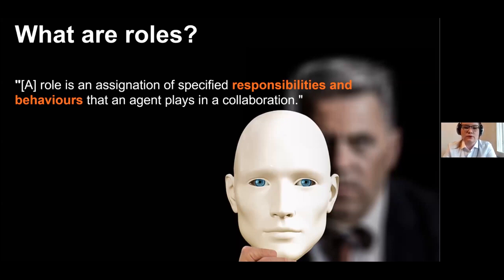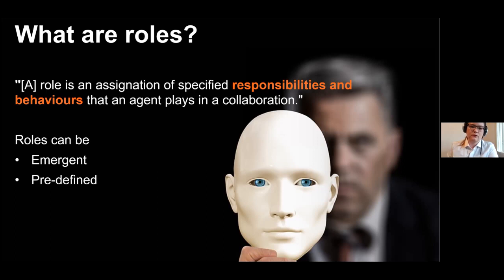So a role is an assignation of specified responsibilities and behaviors that an agent plays in a collaboration. This is the definition that we use in our paper. And you can think of roles being either emergent or predefined. So emergent roles are something that take some specific tasks or some specific stances that the system takes during co-creation without there being an intended purpose for the system in that regard before the co-creative process started.